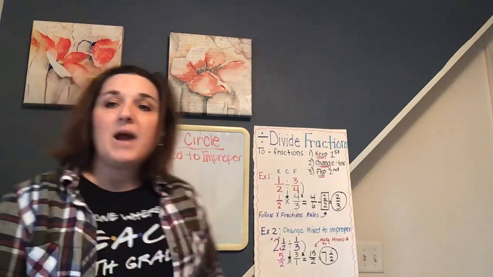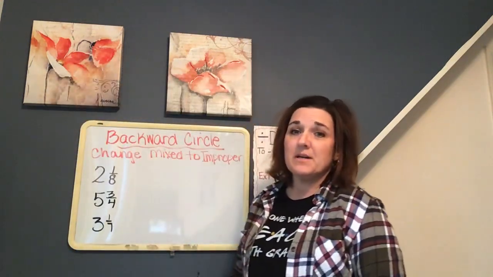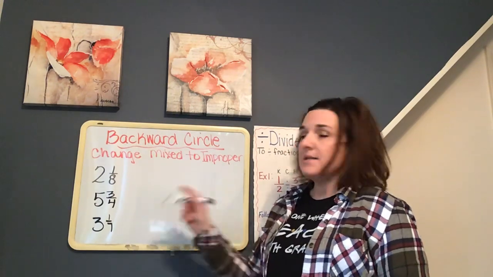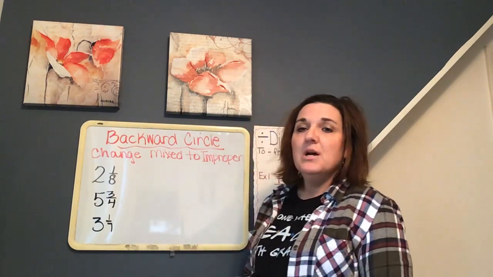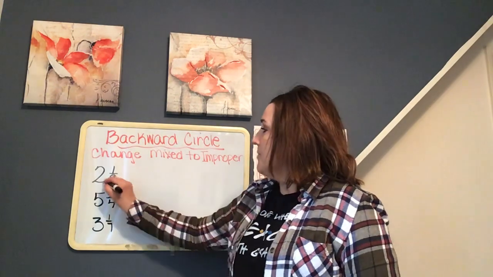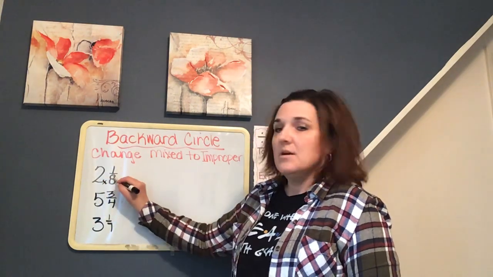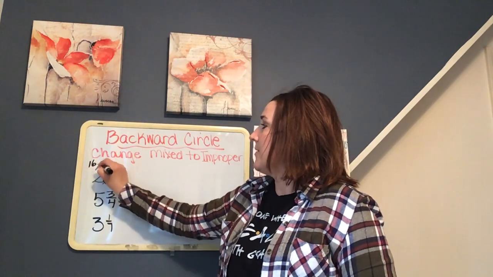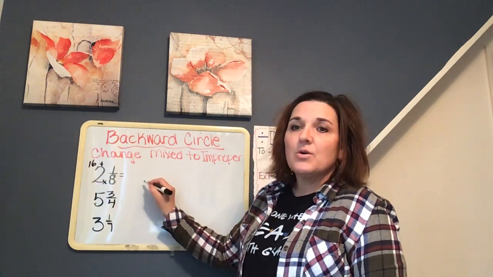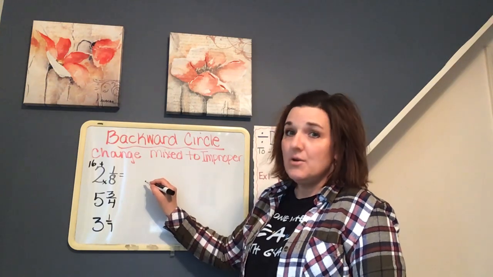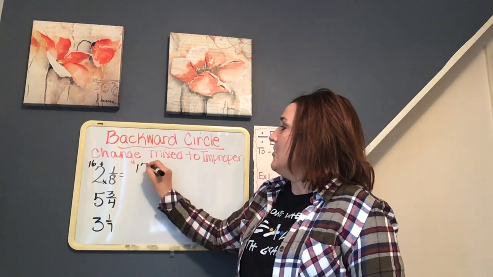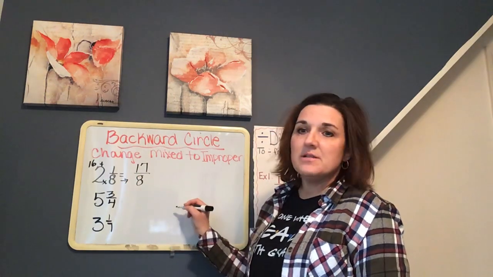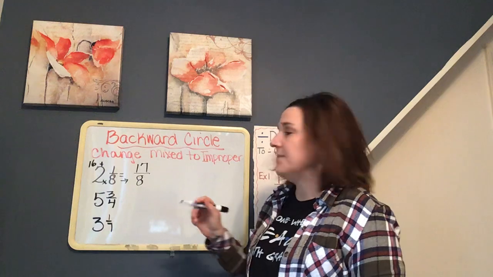So we are going to practice some of our backward circle steps because a lot of you have forgotten how to do that. So here are 3 examples of how to do that backward circle step. Remember, you're going to multiply your denominator times your whole number, put the answer up there, add your answer to the numerator, get a new numerator. Remember, the denominator never changes. So you're going to get an improper fraction.